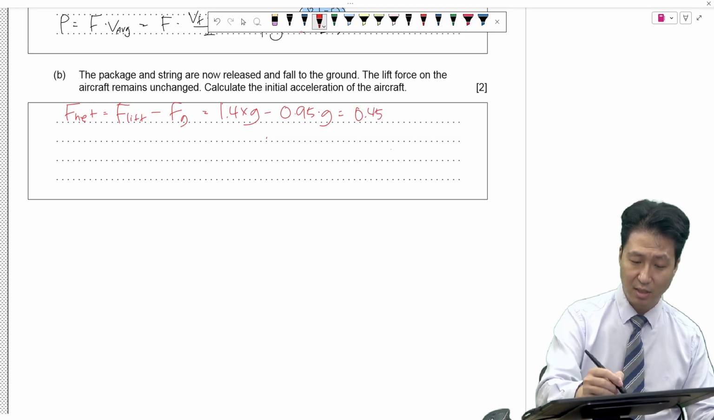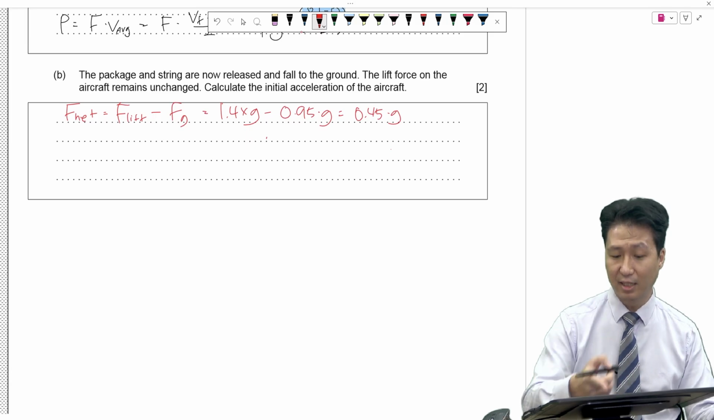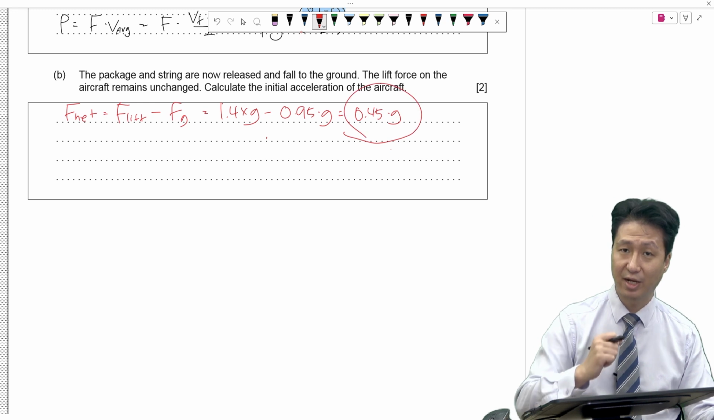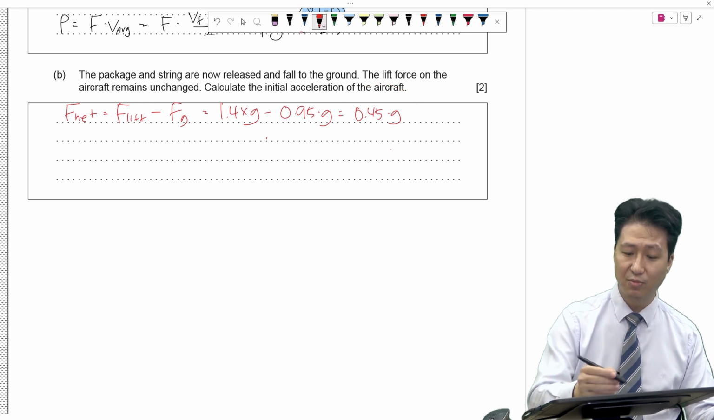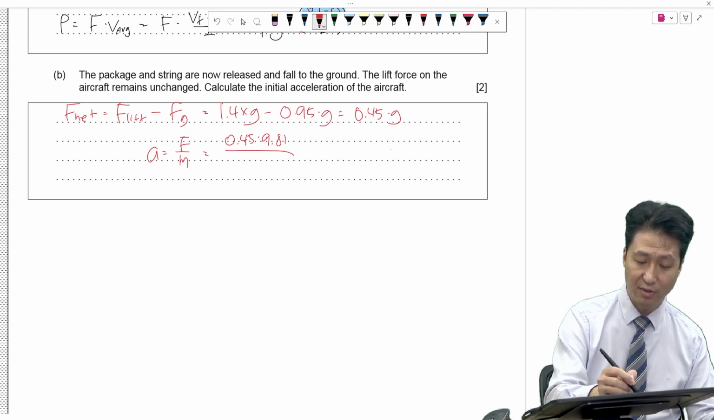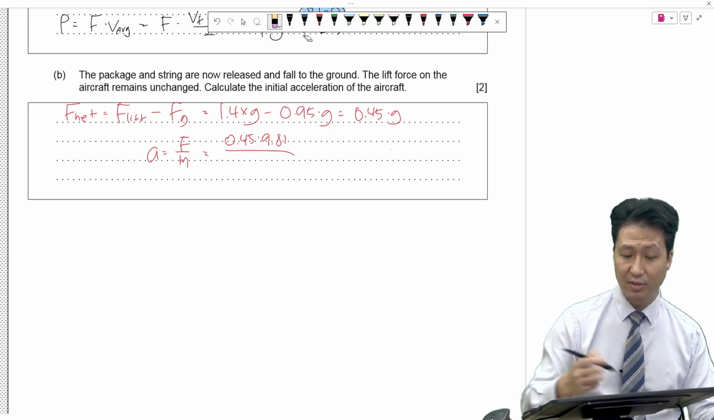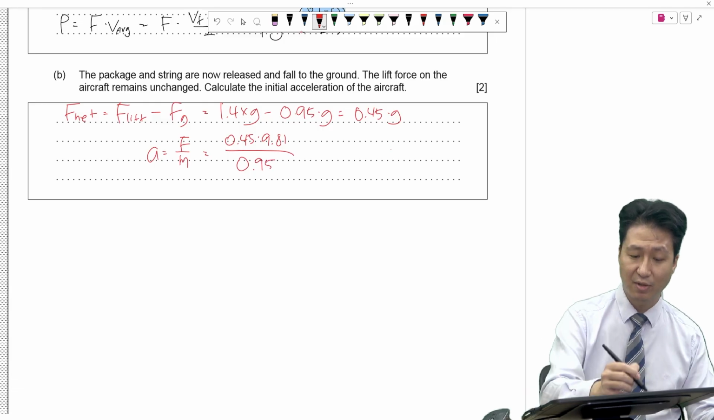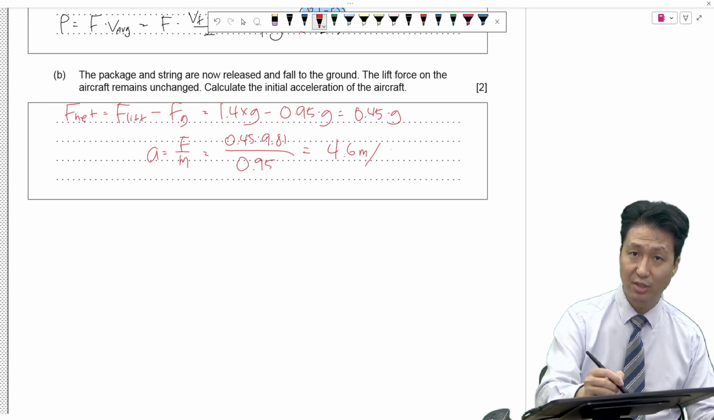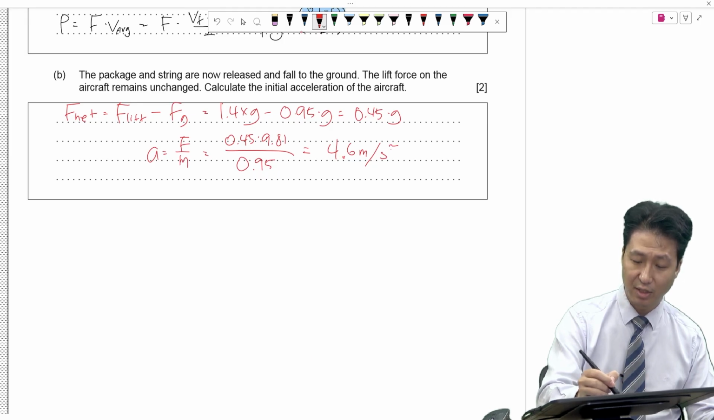And this would be 0.45 times the gravitational acceleration. Incidentally, this is also the force on just the package. So because you cut the package out, the net force will be this much. Acceleration is the force over the mass. We have 0.45 times 9.81 for gravitational acceleration. Now, this mass here is just the mass of only the aircraft, which is 0.95. And this will give us an acceleration of 4.6 meters per second squared.